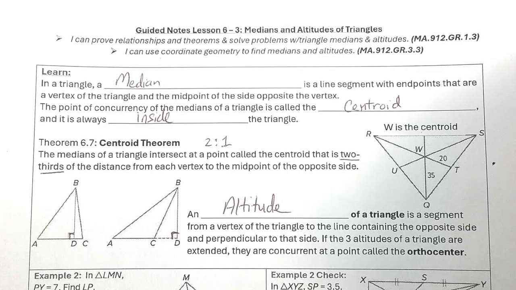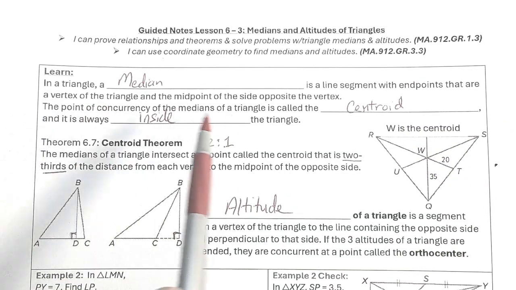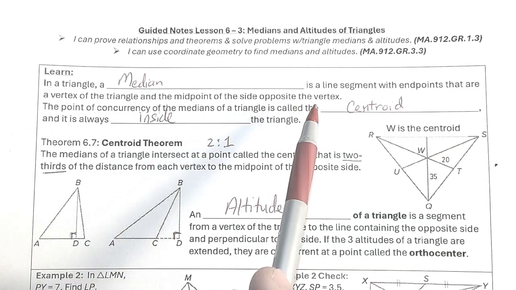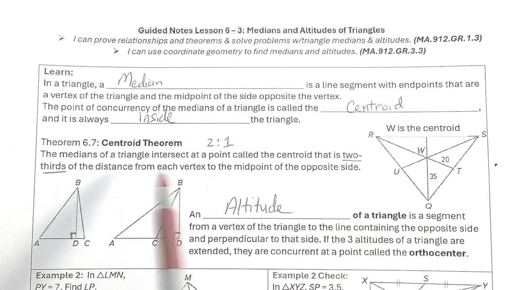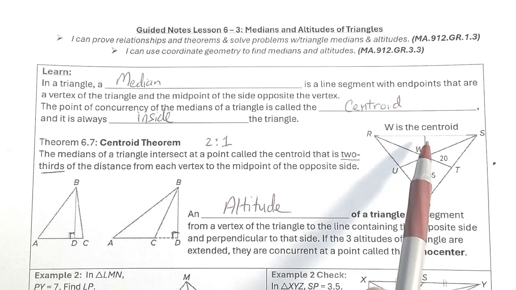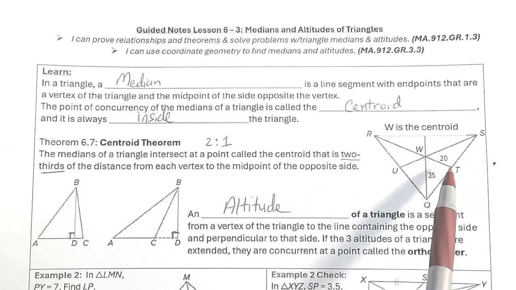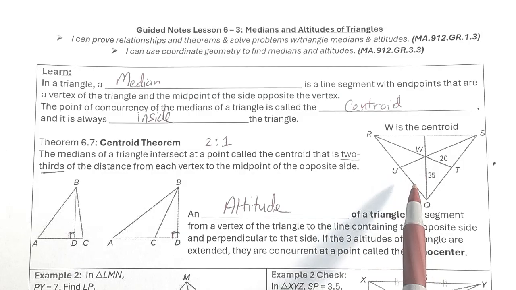Starting with our vocabulary. In a triangle, a median is a line segment with endpoints that are a vertex of a triangle and the midpoint of the opposite side. So, vertex of this triangle, and it splits this in half. Vertex here, this splits this in half. And vertex here splits that one in half.